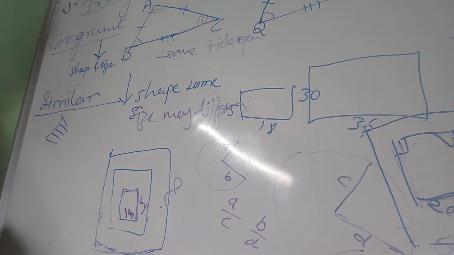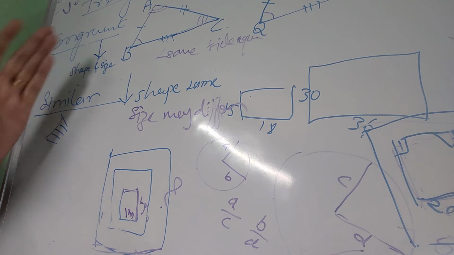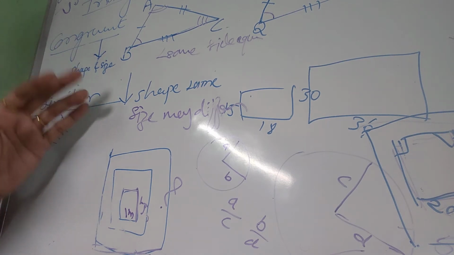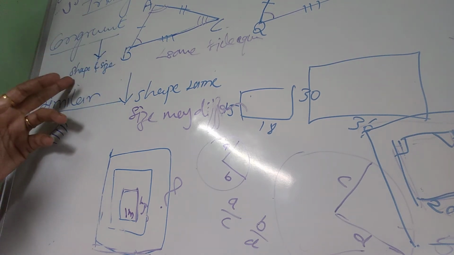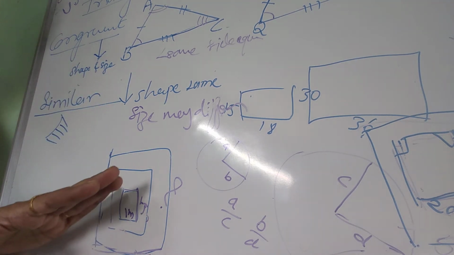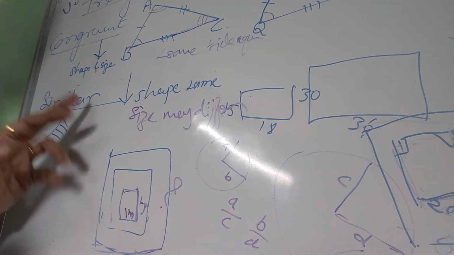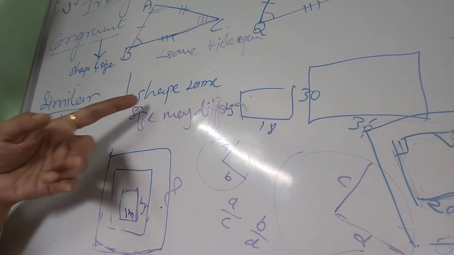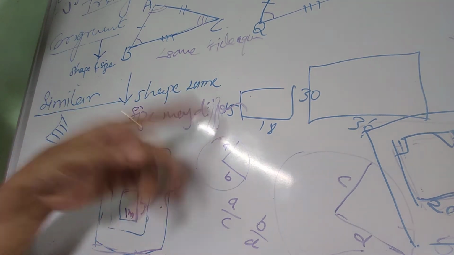Dear student, already we have seen about the congruent figures and similar figures. Figures will be congruent if their shape as well as size are equal, and figures will be similar if their shape is the same but sizes are different.